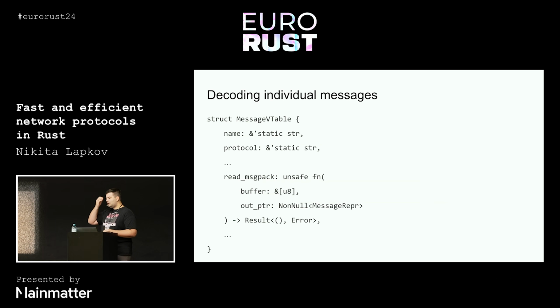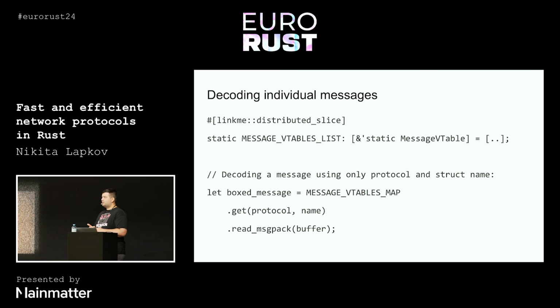This function can take the bytes inside. It knows which particular type it belongs to. It can construct this type, downcast it, upcast it to any, and return to the user. So this is the machinery which takes protocol name, struct name, and a bunch of bytes, and it creates an actual Rust struct. So in practice, we use a linkme crate to collect all the virtual tables from the whole binary into one list. And every time we need to decode it, we look through this list, find a message with matching protocol and name, and call this function.